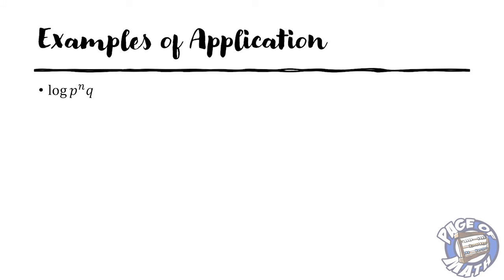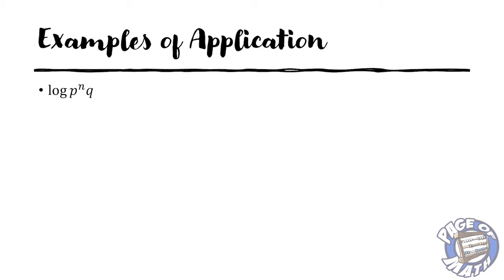So let's apply everything we've learned so far. So we have log of p to the nth power times q. Now we see we have two laws being applied. You have p to the nth power, so that will be raising a number to a power, and p to the nth power is multiplied by q. So we're going to apply two laws, the first law and the third law.